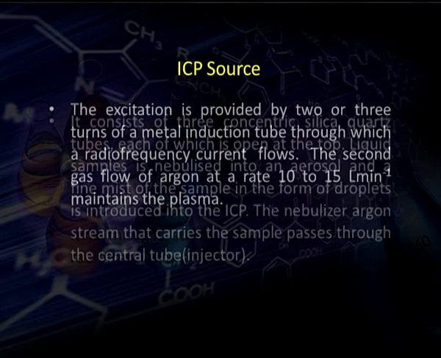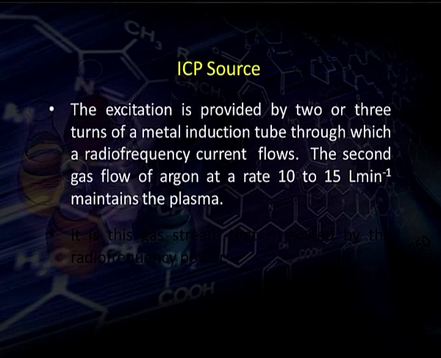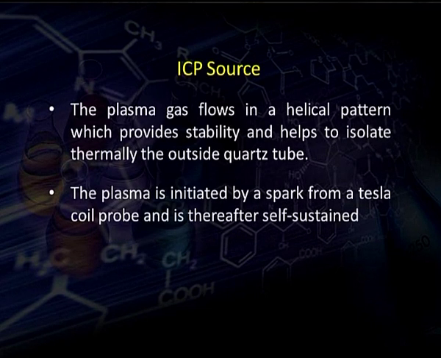The nebulizer argon stream that carries the sample passes through the central tube, which is also called injector. The excitation is provided by 2 or 3 turns of a metallic induction tube through which a radio frequency current flows. The second gas flow of argon at a rate of 10 to 15 liters per minute maintains the plasma. The plasma gas flows in a helical pattern which provides stability and helps to isolate thermally the outside quartz tube. The plasma is initiated by a spark from a Tesla coil probe and is thereafter self-sustained.